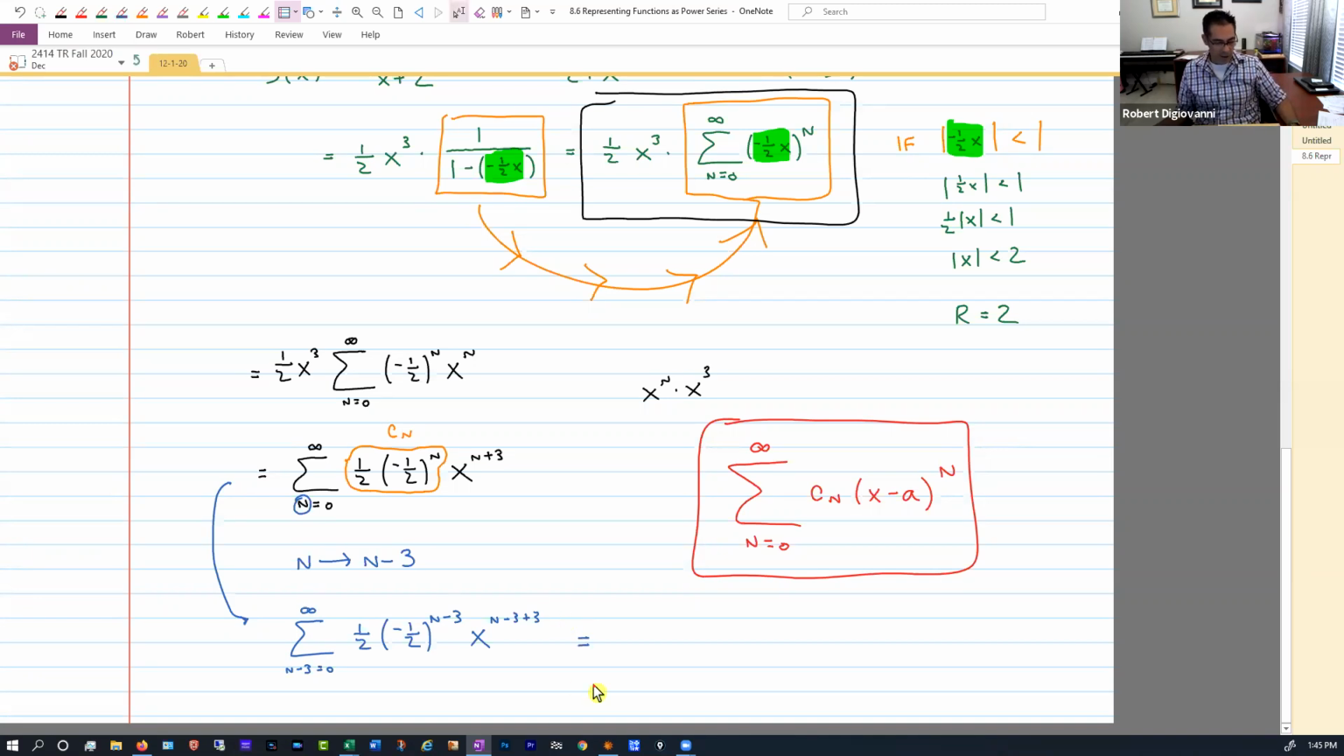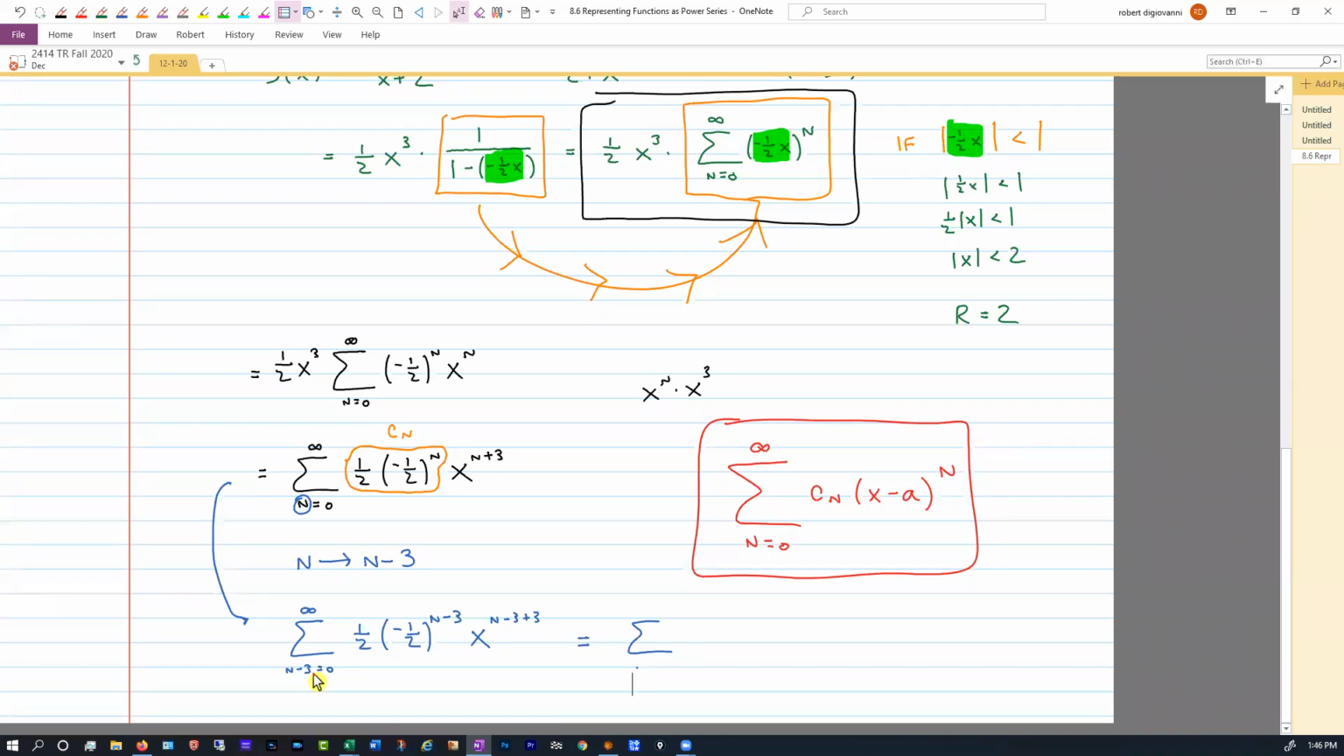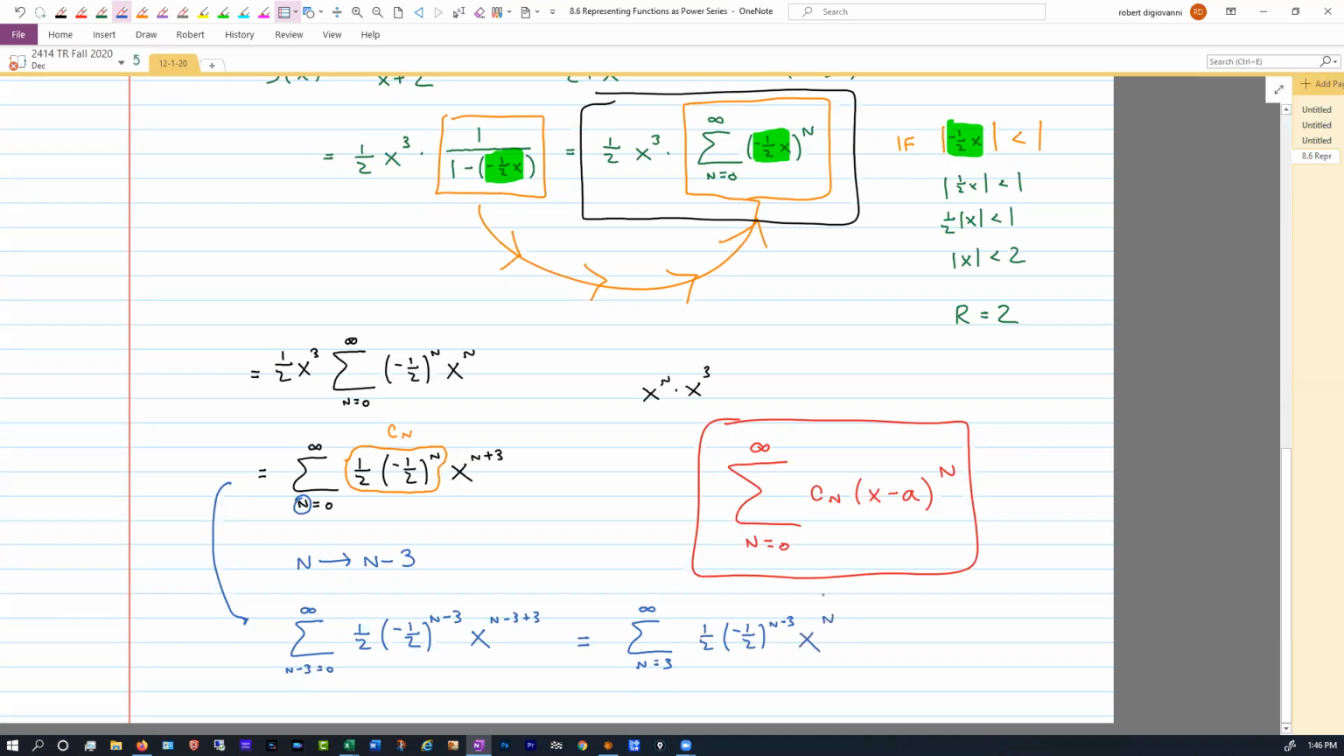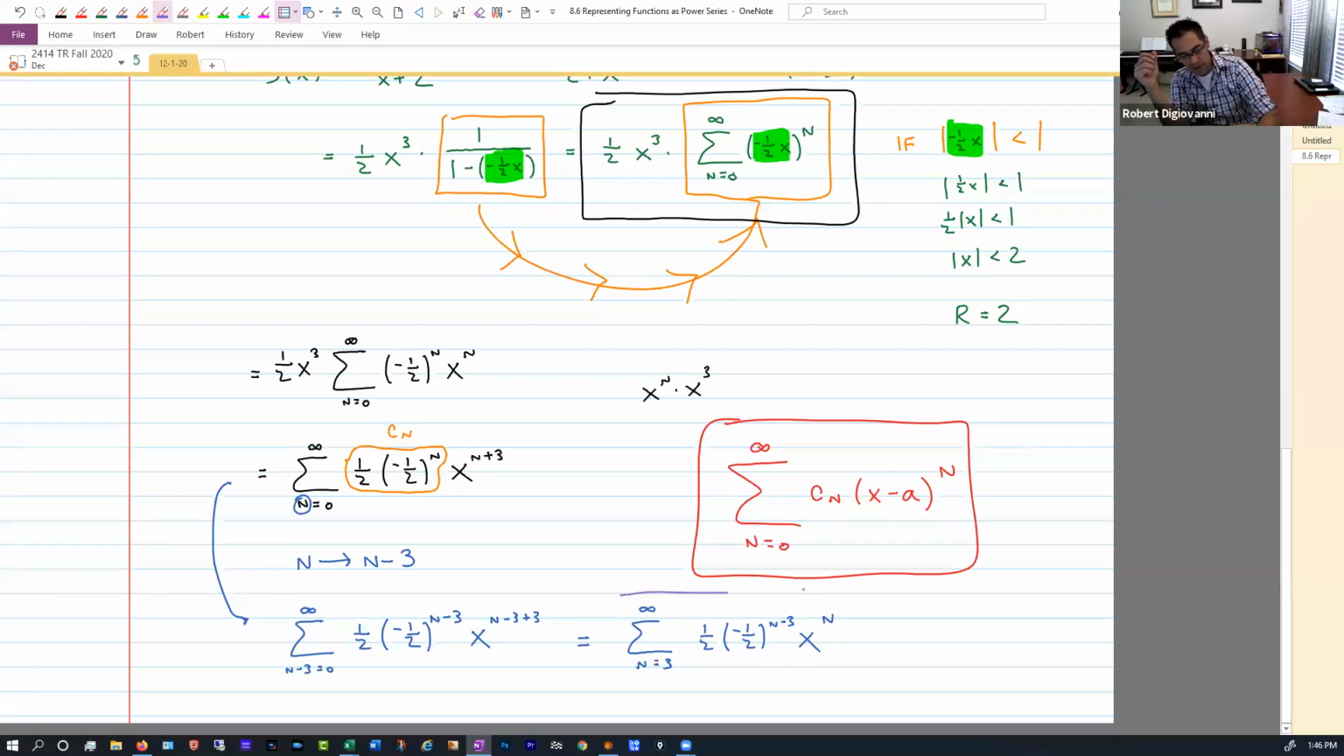Okay. Let's see what that does. Can somebody tell me what I'm going to do for this bottom piece? Are you gonna make it n equals 3? Yep. I'm just going to add 3 to both sides of that equation. So our series is actually going to start at 3, not at 0, and go to infinity. And then I'm going to have 1/2 times negative 1/2 to the n minus 3. And then x to what power?